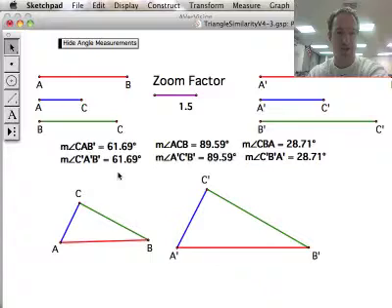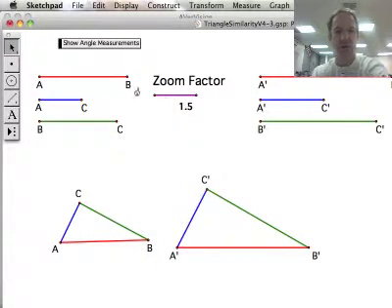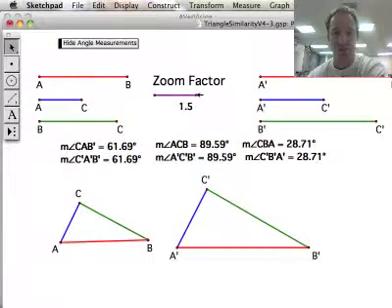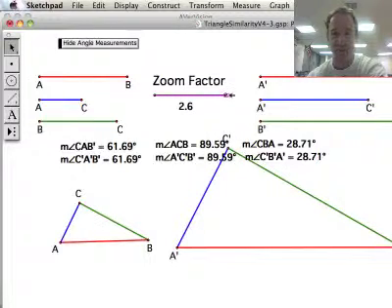And look at that. Those two angles are the same. That's angle A and angle A prime. These two right here are the same, 89.59. Those are these angles here at the top. And the 28.71s, those are the same also. Those are these angles on the right. So if all we know about two triangles is that the corresponding sides give you the same ratio, they have to be similar. And we can change the zoom factor if you think that'll make a difference, but it doesn't.